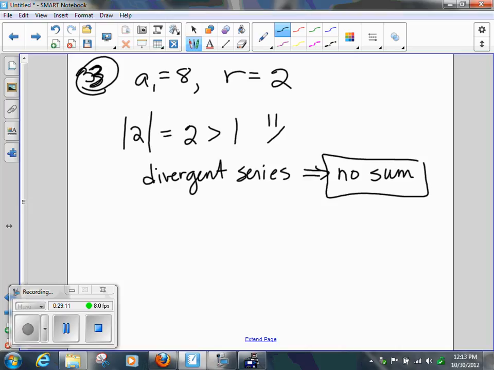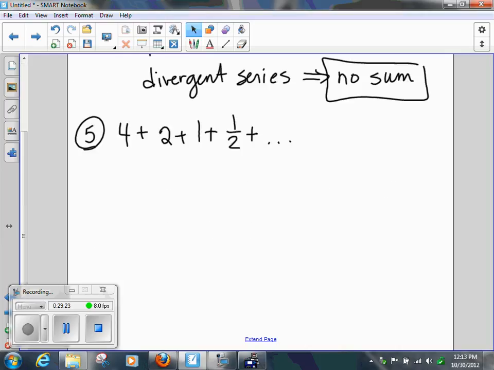Here's another one. A little bit different. It's given to you in a different format. Number 5: 4 plus 2 plus 1 plus 1/2 plus ... Find the sum, if possible. No, I'm just saying, figure it out. You don't need me to guide you through it.